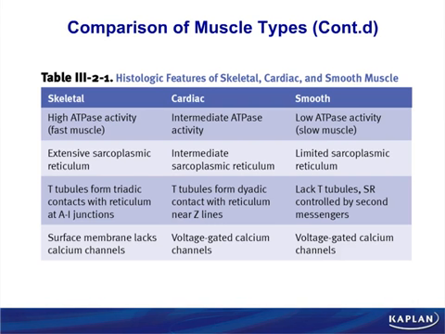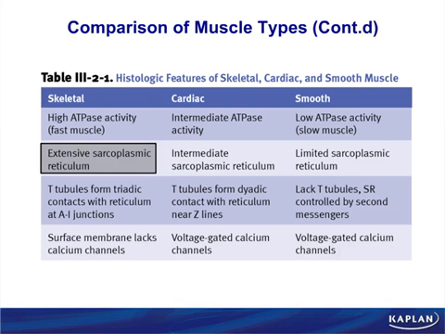Skeletal muscle is very fast. It has a very high ATPase activity. Smooth muscle is very slow, so it has a low ATPase activity. And the heart is in between. As you would predict, skeletal muscle has a very extensive sarcoplasmic reticulum because all calcium comes from the SR, whereas smooth muscle has a very limited sarcoplasmic reticulum. The heart is somewhere in between.